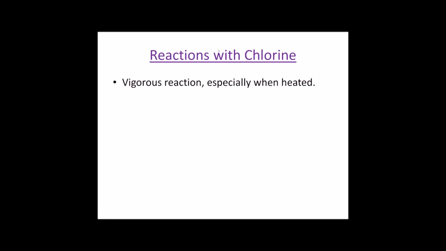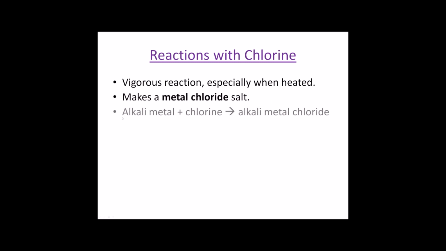Now, reactions with chlorine. These are vigorous reactions, especially when heated. They do really, really bright lights, and obviously I can't do one right now. I'd love to be able to do one next time I'm back in school, but unfortunately I'd need to prep the chlorine gas the day before, so I don't think I'm going to get a chance until lockdown's ended. But it makes a metal chloride salt, or an alkali metal chloride salt it should say. So if we get our alkali metal, we react it with chlorine, we make an alkali metal chloride salt.